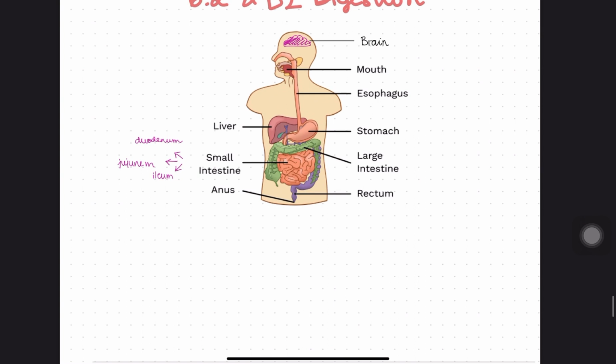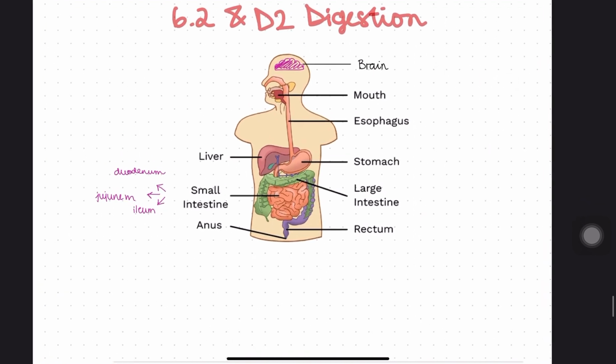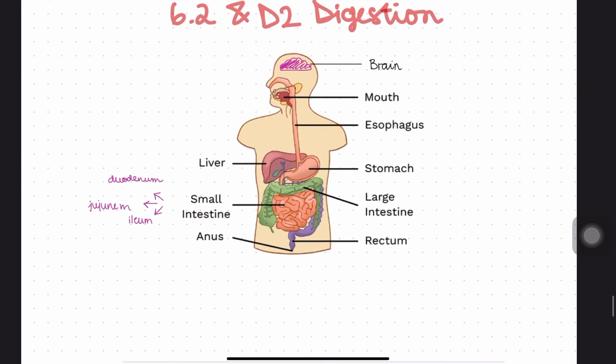It's been a while. Okay, so today we're going to be talking about 6.2 and D2, digestion and absorption. We're going to go through this as if we're an apple, starting out in the mouth. You took a bite of this apple and we're seeing what happens to it across the road. Here's a little piece that we ate.